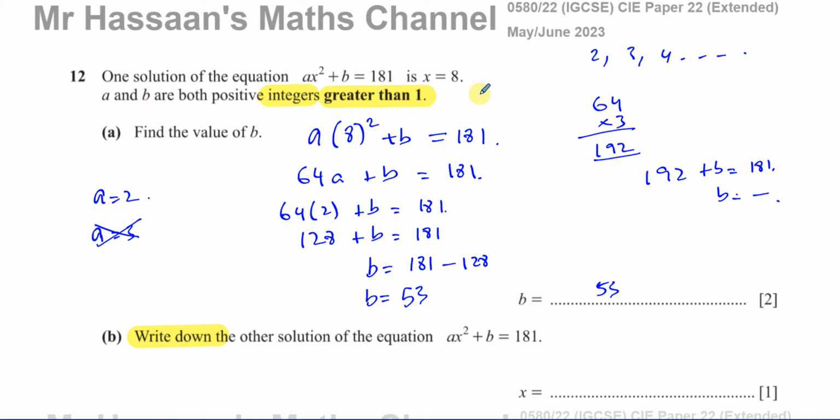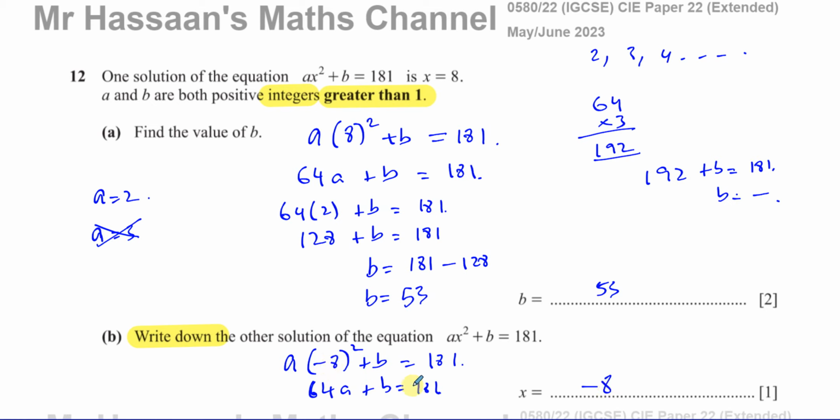It doesn't say x has to be positive. A and b have to be positive. X can be any number that will satisfy this. Now, a number that will satisfy this and give us the same answer, the only number you can possibly have is basically negative 8, because that will also give us positive 64. You'll end up with the same sum, 64a plus b equals 181, if x was negative 8. So the other possible value for x is negative 8.